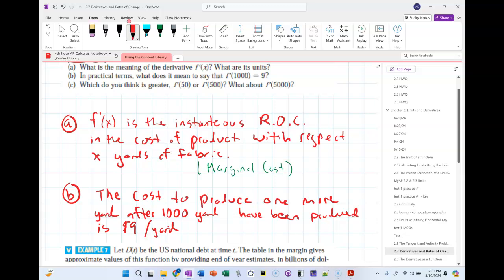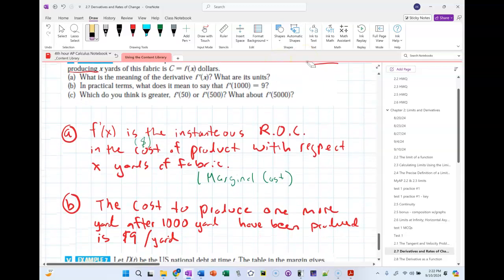Oh, it said what are the units? Okay. We did that. I guess we should. So the units would be dollars per yard, right? So just the y unit over the x unit. Whenever you take a derivative, the new unit is going to be the y unit over the x unit, because it's just slope, basically. Instantaneous slope, but slope still.